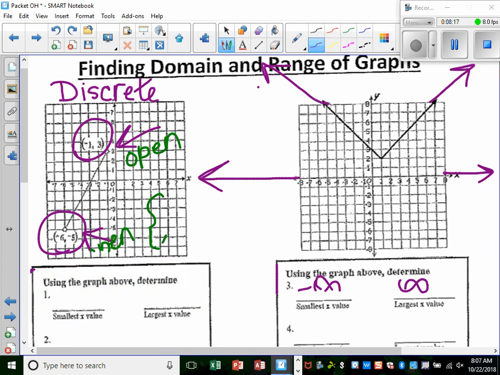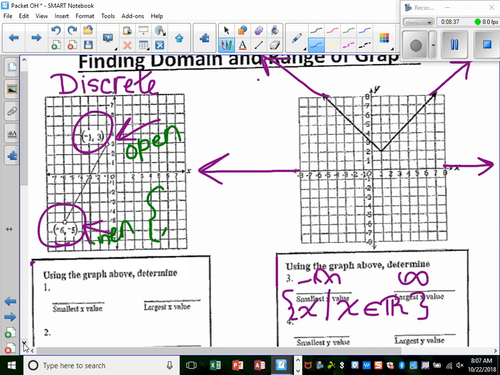So remember when we wrote all real numbers before, we say x such that x is an element of all real numbers. Because that's going to be all the x's as that graph continues to grow.